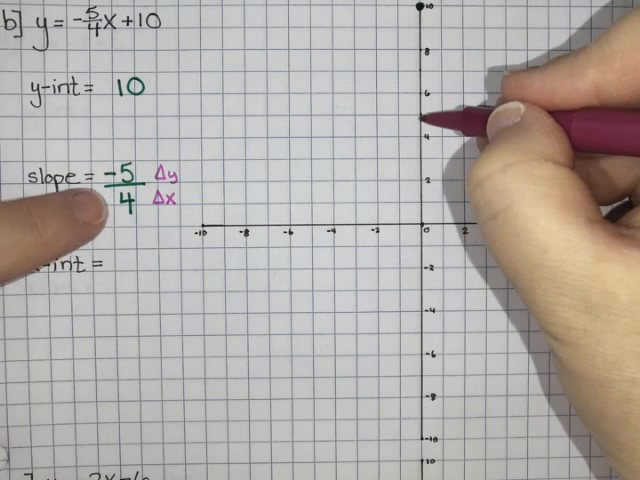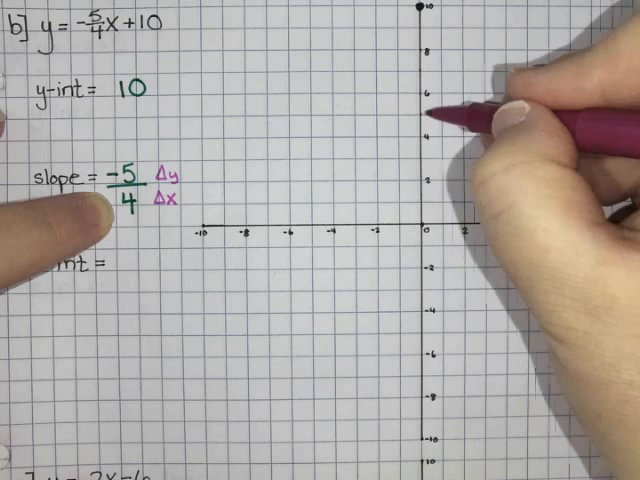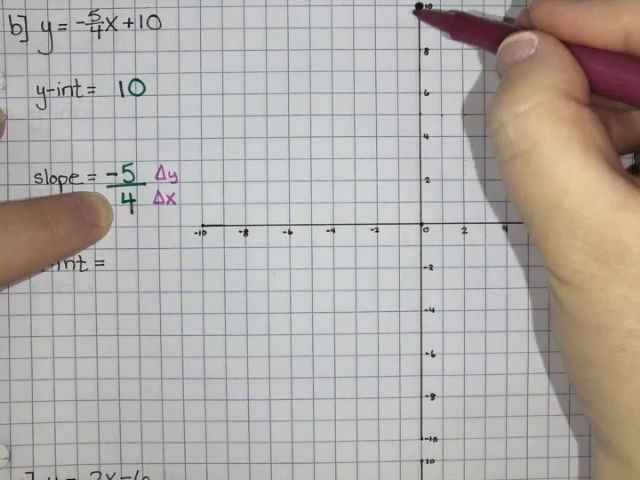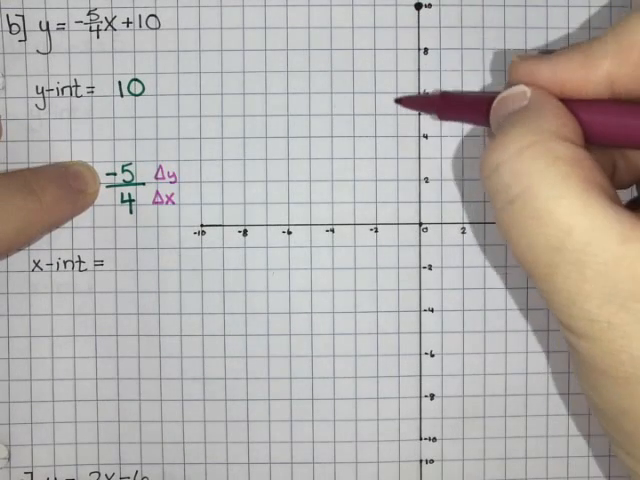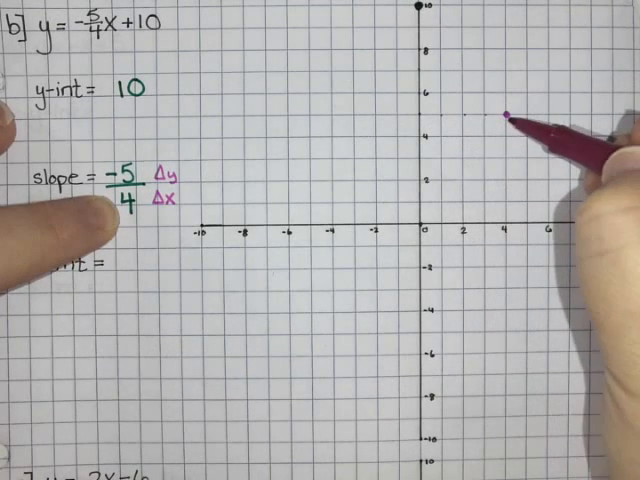And then to my x's, we are adding 4. So 0 plus 4 is 4. So I'm going to go 1, 2, 3, 4. So this time, because it was negative for the y, we went down. We were subtracting 5. And to my x, I added 4.